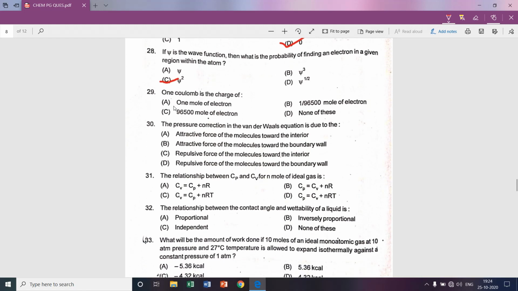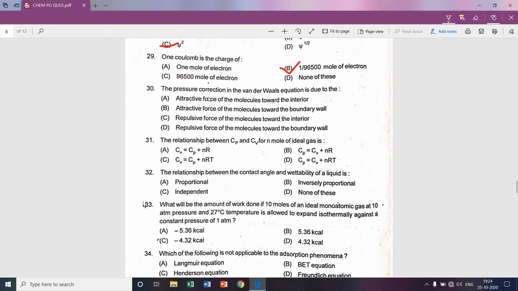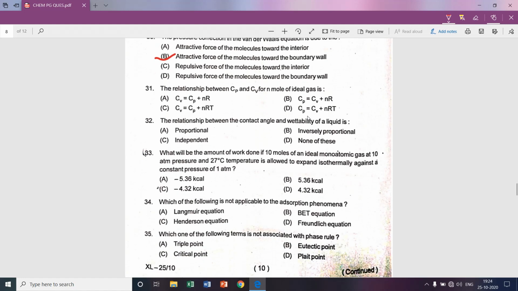Then 29. 1 coulomb is the charge of, your answer is B, that is 1 by 96500 mole of electron. Then question 30. The pressure correction in the van der Waals equation is due to, it is also a very easy question, the attractive force of the molecules towards the boundary wall.